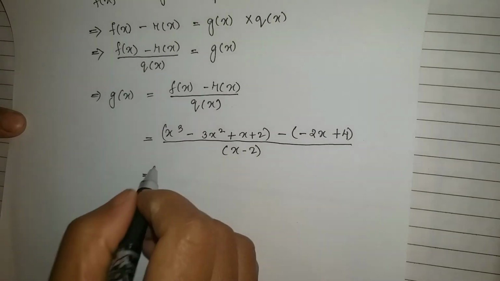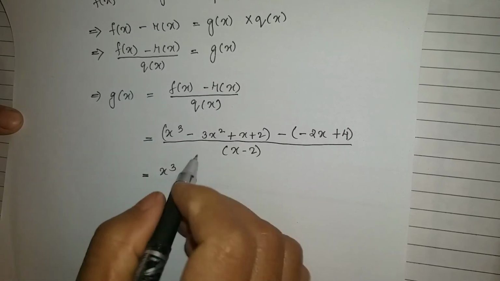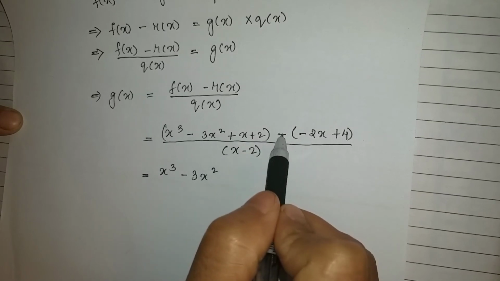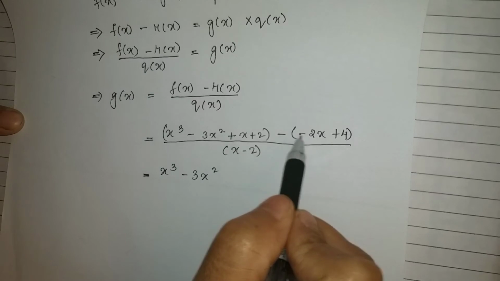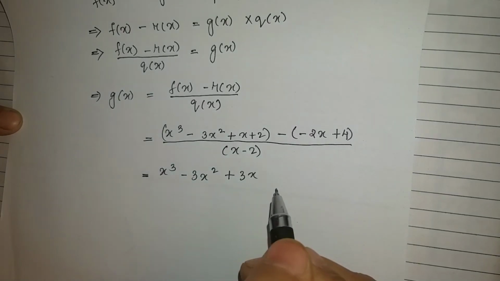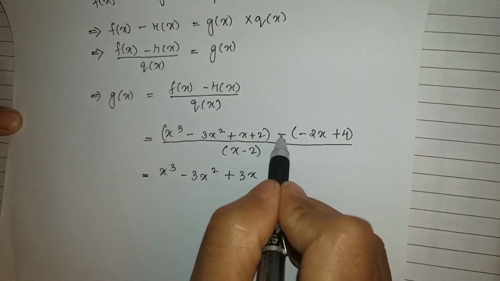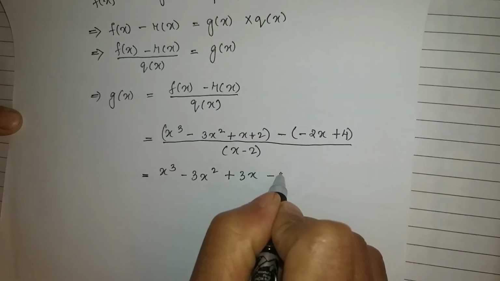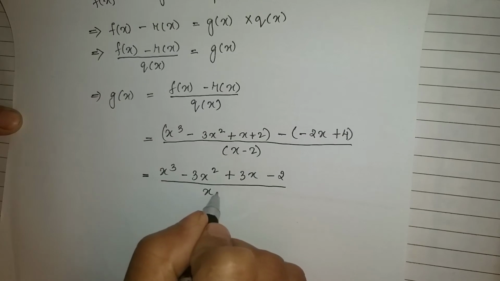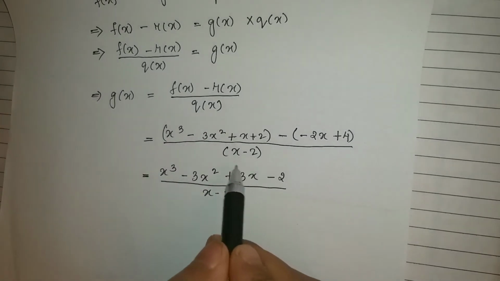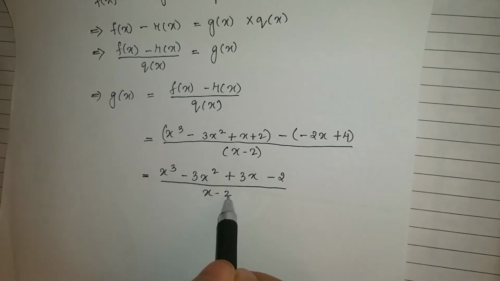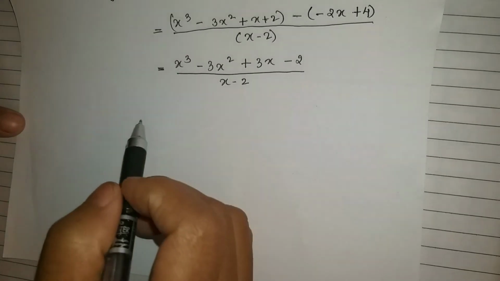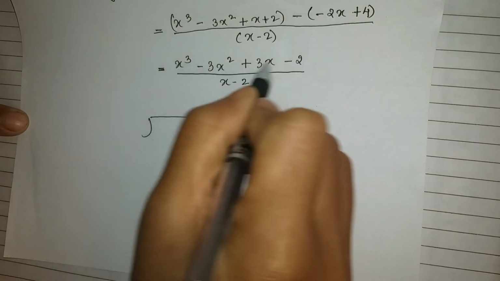Let's simplify the numerator first. This will give us x cubed minus 3x squared. Then this x and this x, we will add them together. This plus, minus into minus will give us plus. So plus of x plus 2x, it will be plus 3x. Then this plus 2, minus into plus, it will be minus. So plus 2 minus 4 will give us minus 2. The answer we get after dividing this polynomial by x minus 2 will be our g of x. So now let us divide. We divide this polynomial.